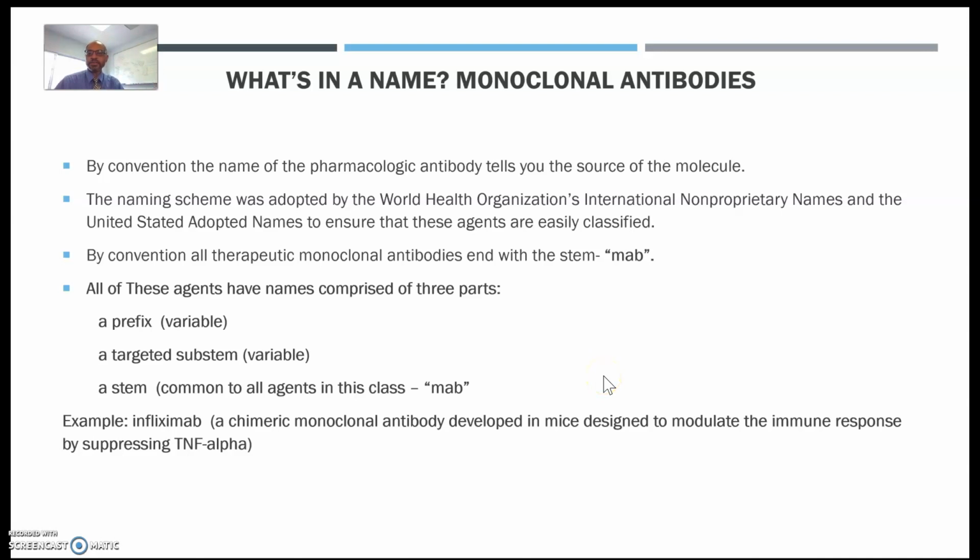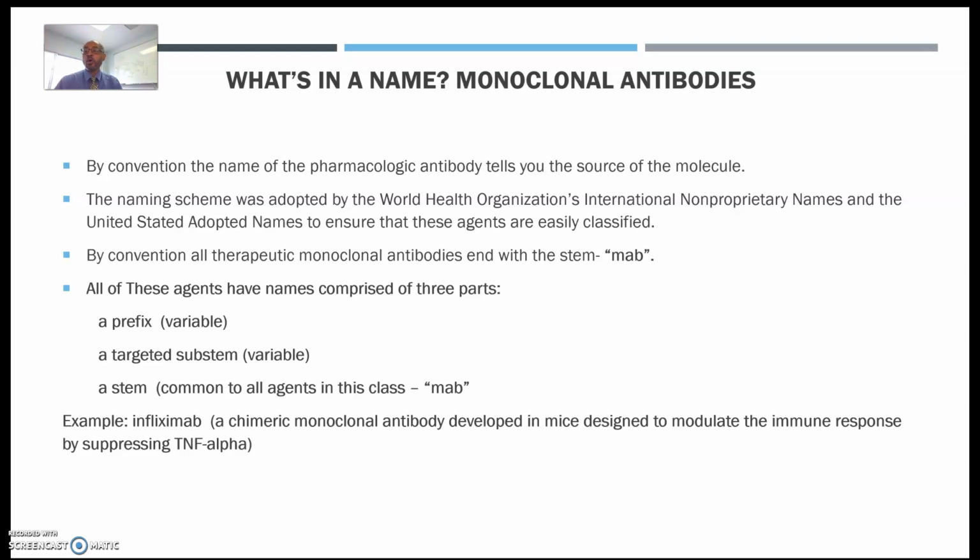So, biosimilars, monoclonal antibodies. If you consider the numerous number of monoclonal antibodies that can be produced in terms of all the different hybridized species or chimeric antibodies that can be produced, how do you keep track of these things? How do you classify? How do we keep track of the naming conventions? The good news is that the World Health Organization, as well as the United States Adopted Names Division, has ensured that these agents can be easily classified by coming up with a naming convention.